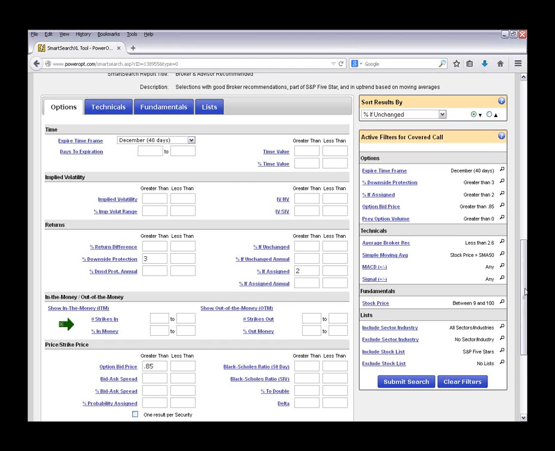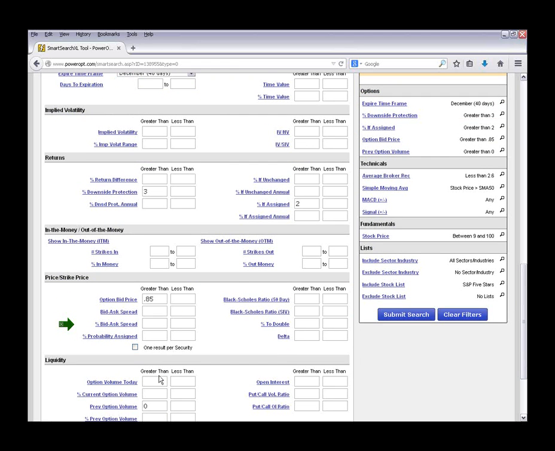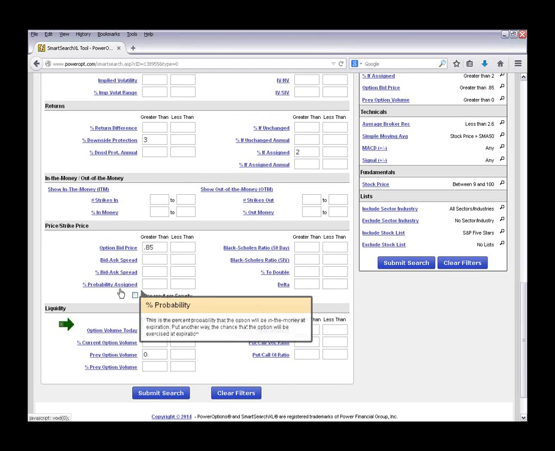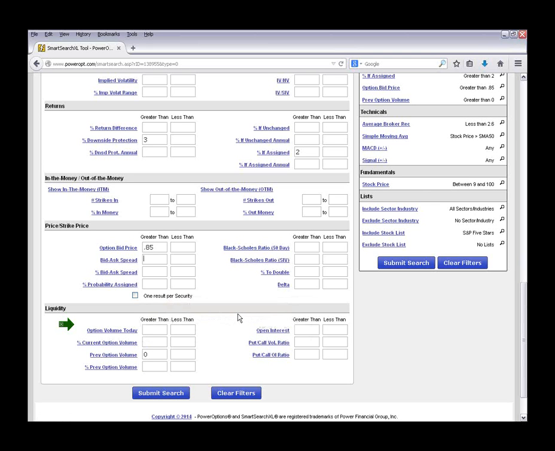Underneath our range in or out of the money in our options criteria, we have the price and strike price field. So if you have a minimum requirement for your option bid price, you want to restrict the bid-ask spread of the options that appear in your results. If you want to use the Black-Scholes ratio instead of IV over HV, implied volatility over historical, to evaluate an overvalued or undervalued option. If you want it to screen by a specific probability or a specific delta, you can do that as well. And below that, of course, is our liquidity.